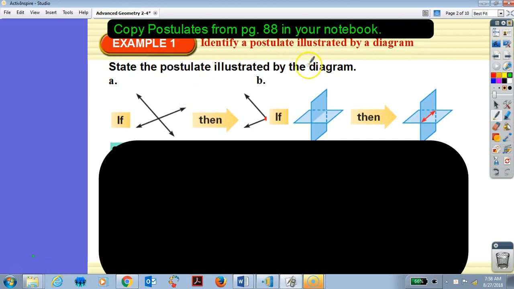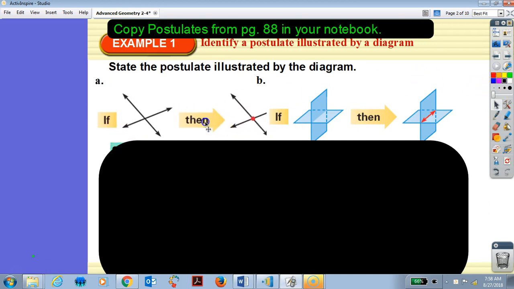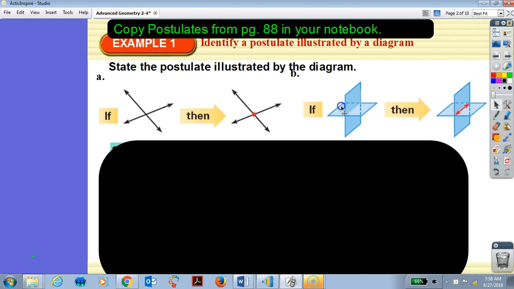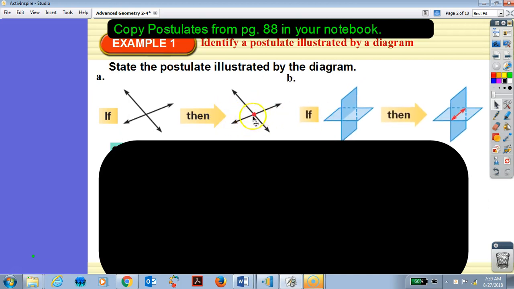State the postulate illustrated by the diagram. Can anyone tell me what A is illustrating? Yes. Postulate 7, which states? If two lines intersect, then they intersect at a point.